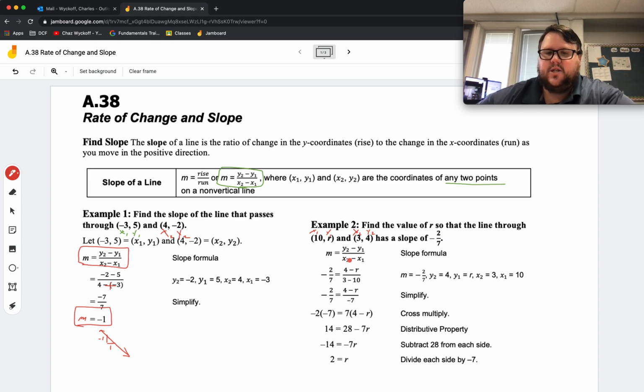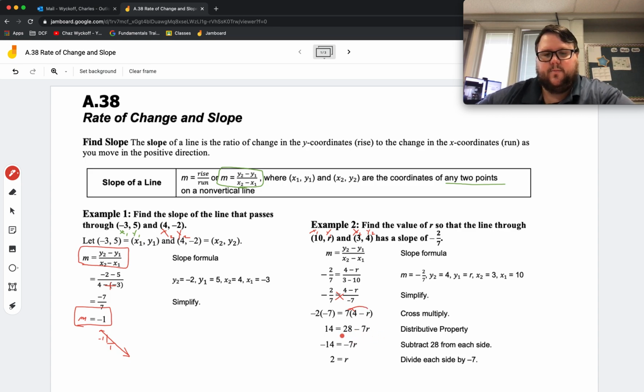So we're going to plug in. Slope is m, -2.7, equals, our change in y is on top, 4 minus r, over our change in x, 3 minus 10. So we would get -2.7 equals 4 minus r over -7. And remember, we solved this by cross multiplying. So we get 2 times -7 is positive 14 equals 7 times 4 minus r. 7 times 4 is 28. 7 times -r is minus 7r.